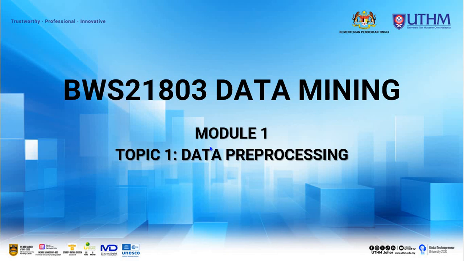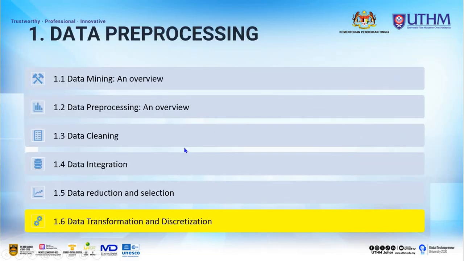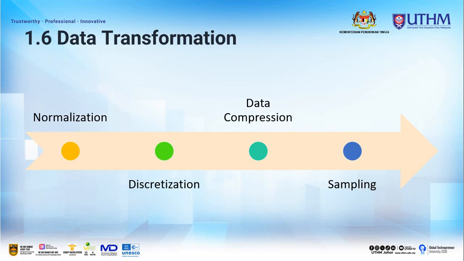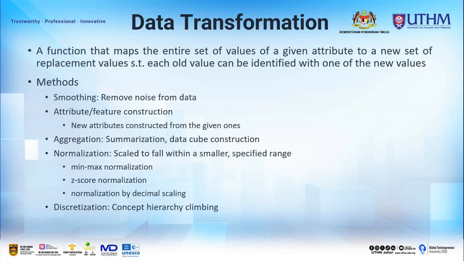Good morning, class. Let's start with the last subtopic for module 1, which is data transformation and discretization. So basically, data transformation is a function. There are four categories or four parts in data transformation: normalization, discretization, data compression, and sampling. So let's go on with data transformation first.